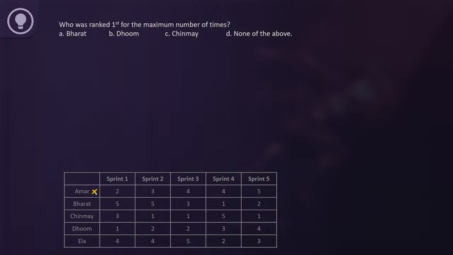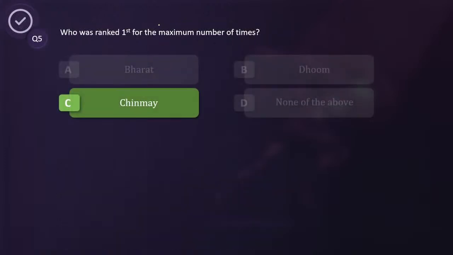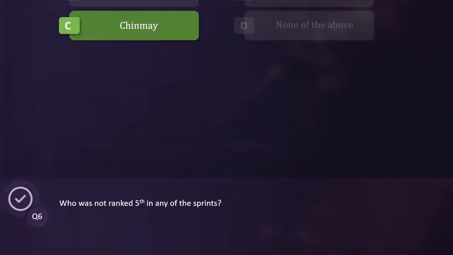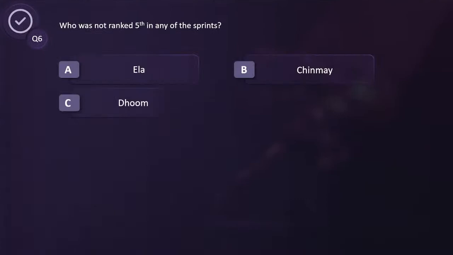Amar is not ranked 1. Bharat is ranked 1 only once. Chinmay is ranked 1 3 times. Dhoom only once and Ela none. So Chinmay is ranked 1 maximum number of times. Correct answer should be option C. Okay, I'm just quickly finishing up with these questions because you can easily answer all of them.